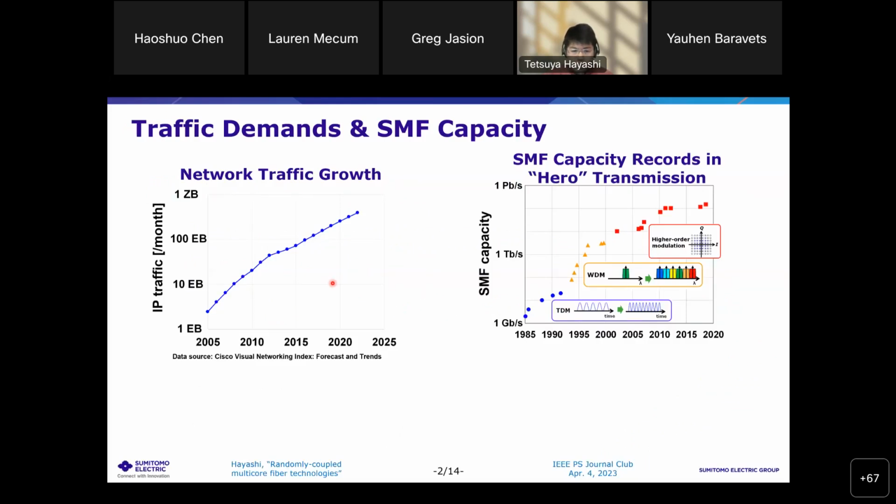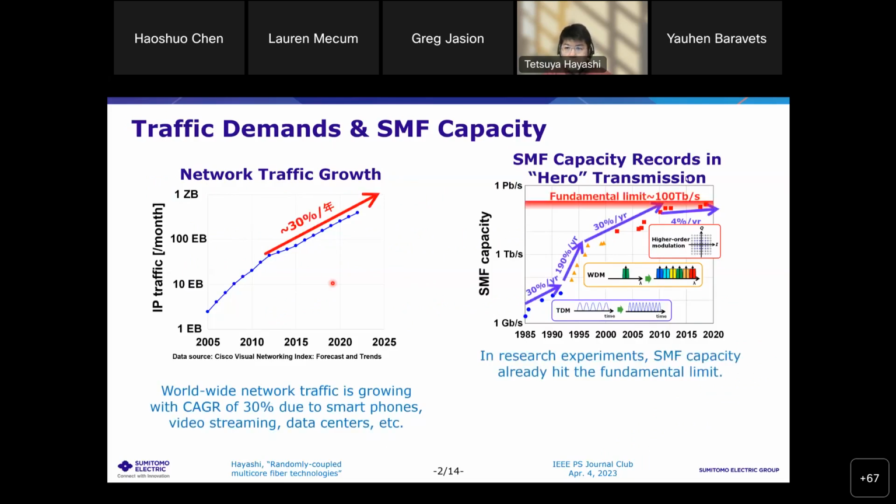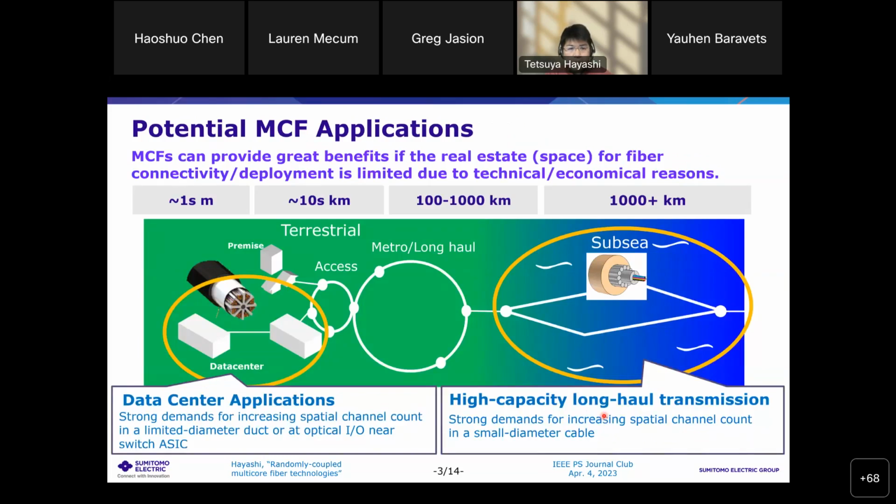So the network traffic is growing exponentially, and to support such exponential growth of the network, single mode fiber capacity is also exponentially increasing in the research field. However, such growth of the single mode fiber capacity is approaching its fundamental limit. In such situations, space division multiplexing, especially multi-core fiber, MCF, is considered a promising technology to break such a capacity limit. Multi-core fiber can provide great benefit if the real estate, that is space, is limited due to technical or economical reasons.